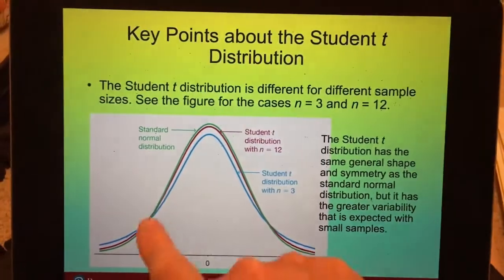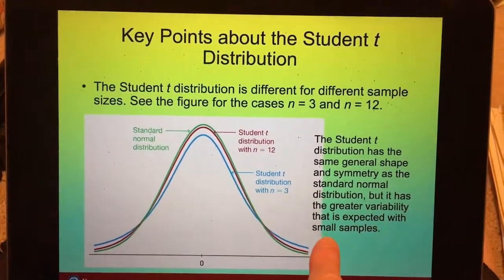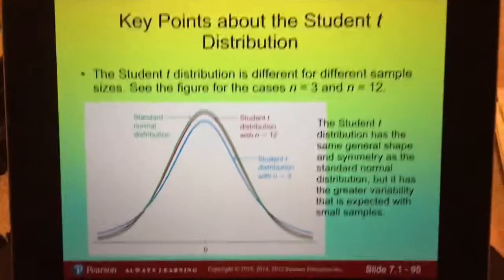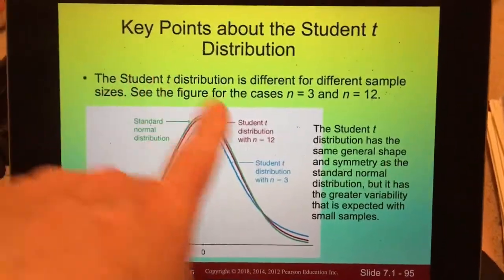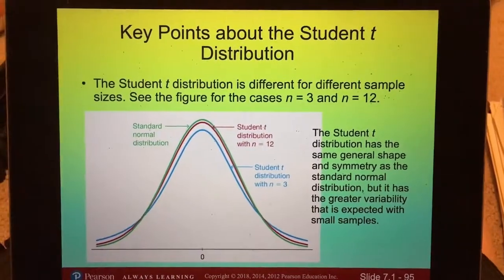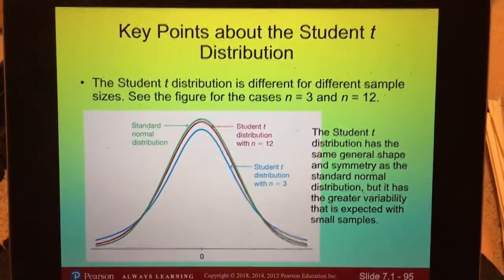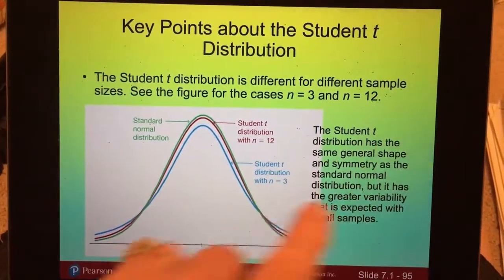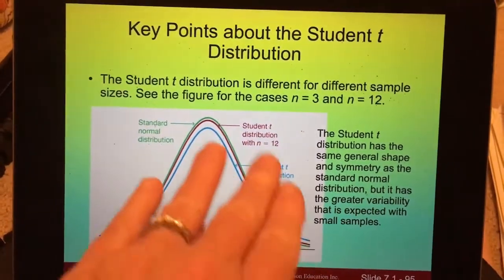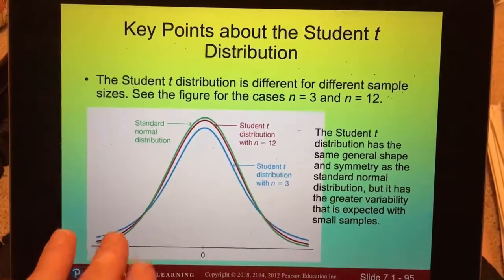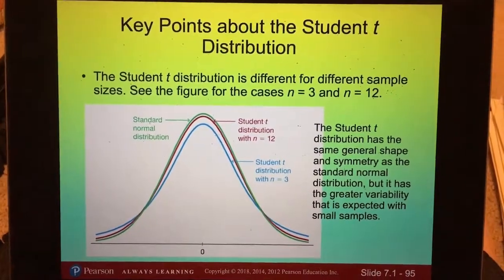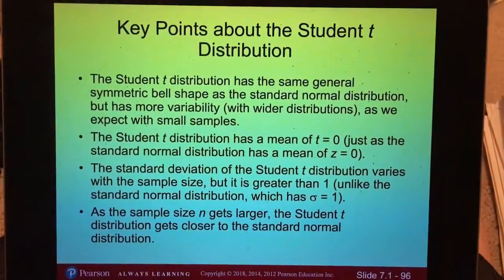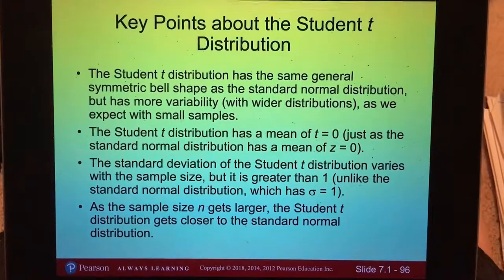Okay, now what we want to understand is that as the sample size gets bigger and bigger, the t-distribution begins to look more and more like the standard normal distribution. Basically they're showing you different cases where n is 3 and n is 12, and the curve changes a little bit, but it becomes more normal the larger sample size we have. Okay, now these are some key points that we do need to know.